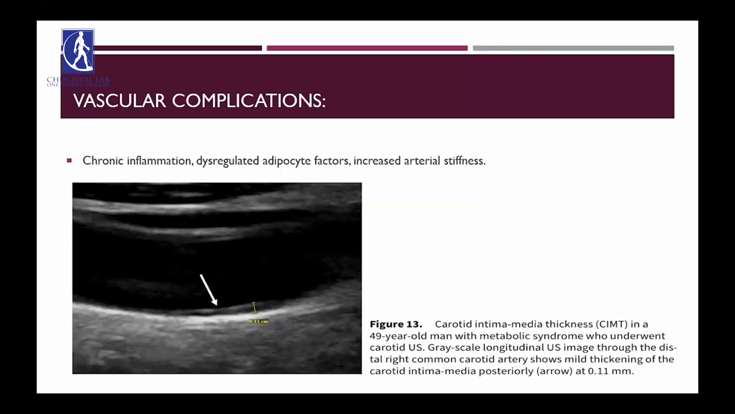So grayscale ultrasound images of the carotid artery are showing mild posterior thickening of the vessel, which is consistent with arterial stiffness, and it is caused by dysregulated adipocyte factors. So vascular complications present in the form of chronic inflammation.